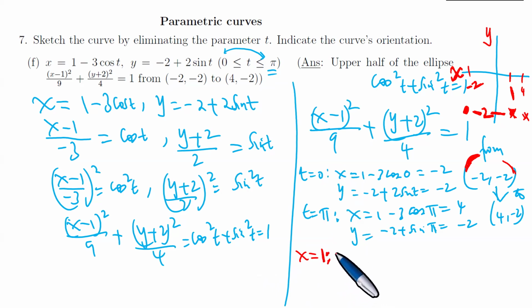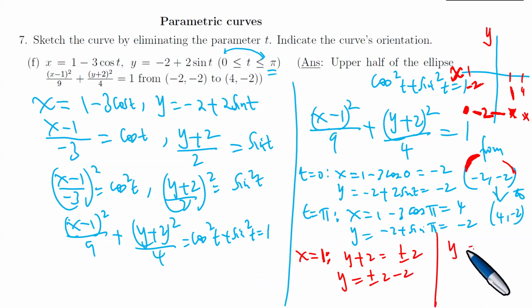Okay, whenever x is 1, y is plus or minus 2, which means y is 0, y is -4. So whenever x is 1, you'd have those points. Any y-intercepts?